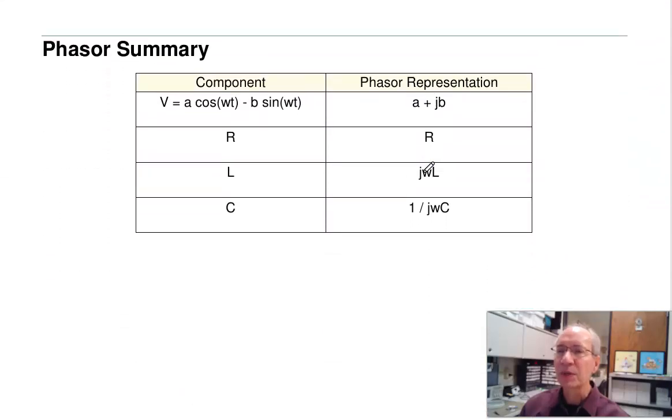So kind of a summary for phasors. If I have a circuit, I can represent it with phasors. Voltages and currents just become a complex number. In rectangular form, the real part is cosine, minus j is sine. Resistors become just R, no change. Inductors become j omega L, and capacitors become 1 over j omega C.